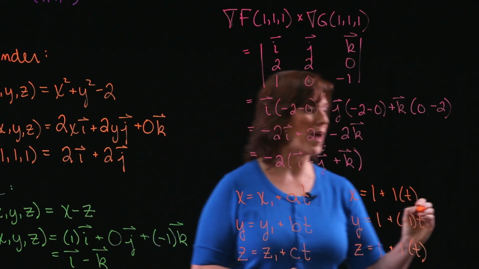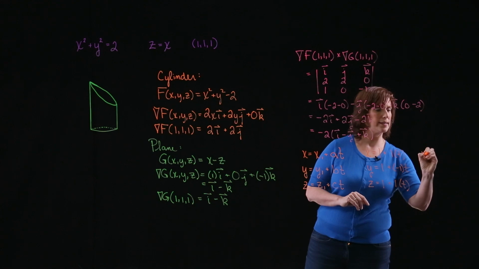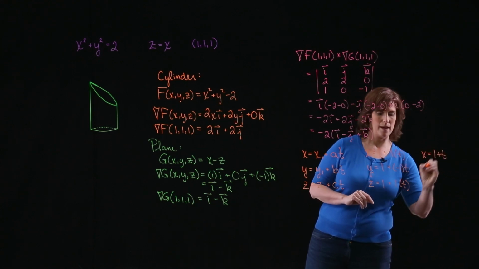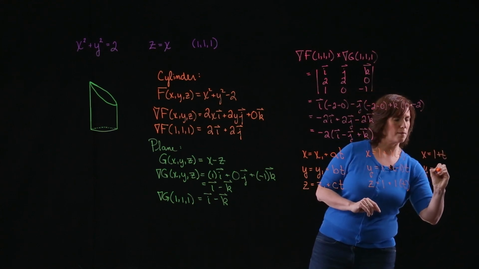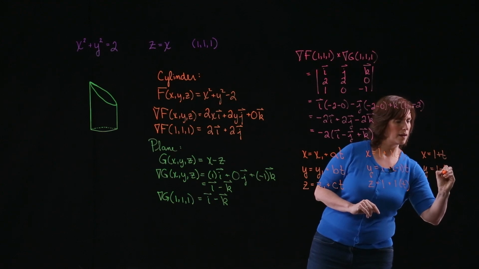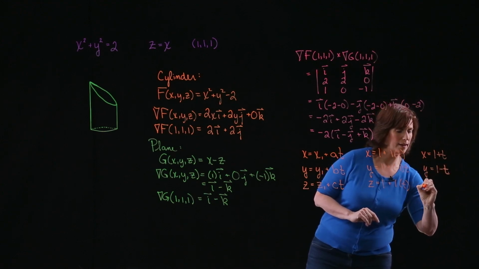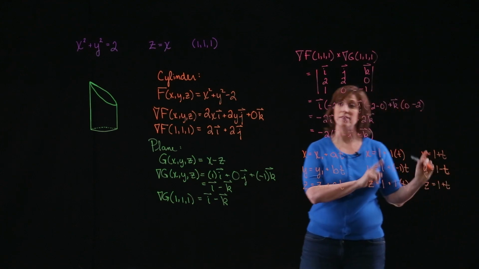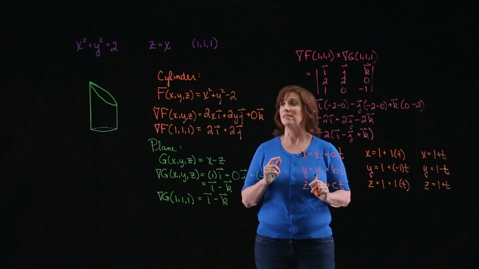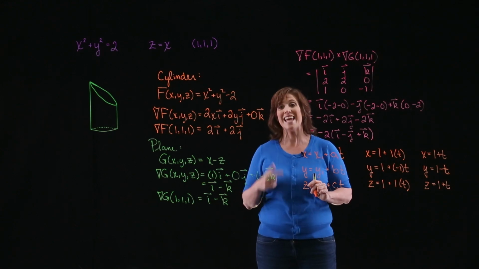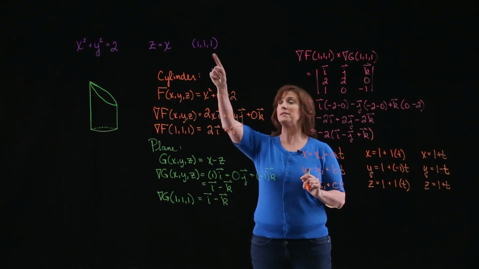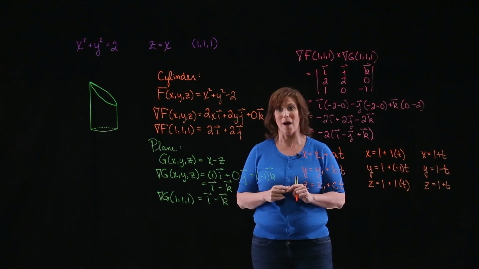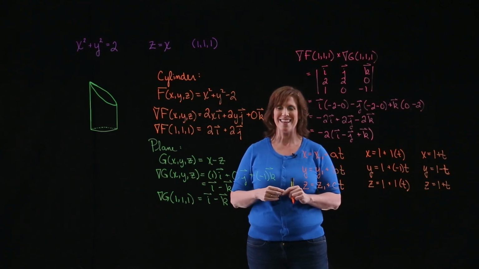So my parametric equations then become x equals 1 plus t, y equals 1 minus t, and z equals 1 plus t. And I have a set of parametric equations that represent the equation of a tangent line to my ellipse at the point (1, 1, 1). I hope that was helpful. Thanks.